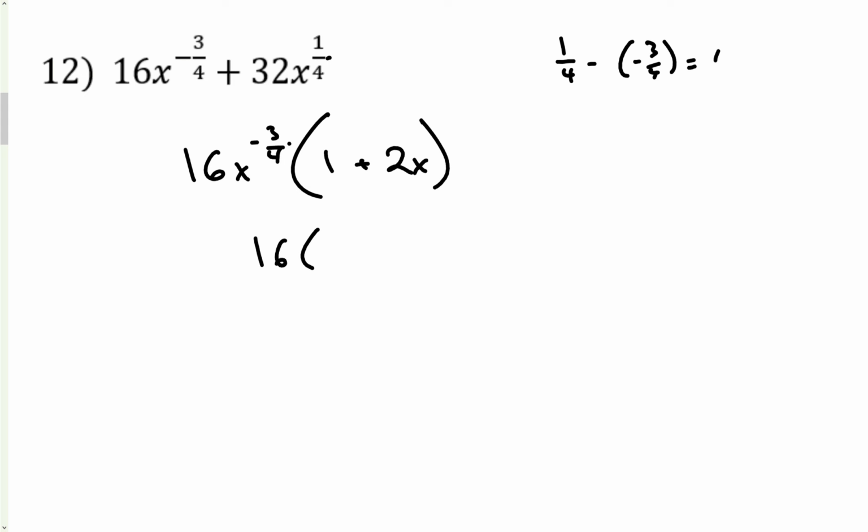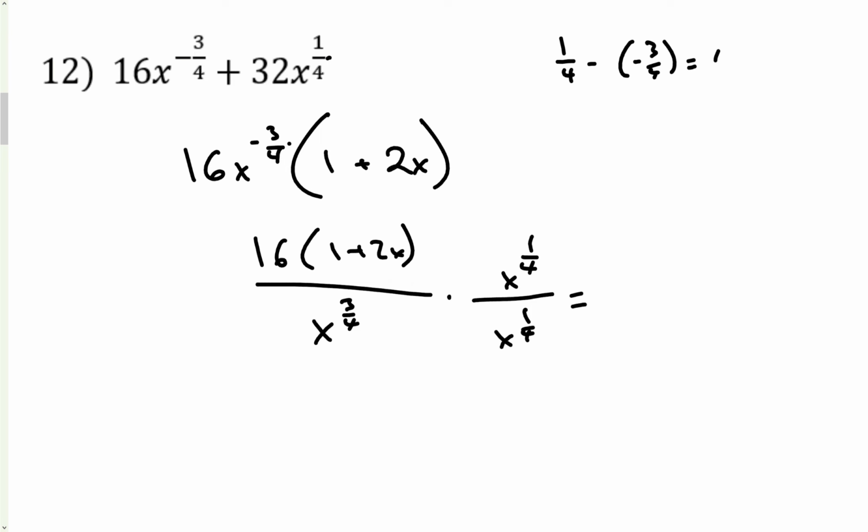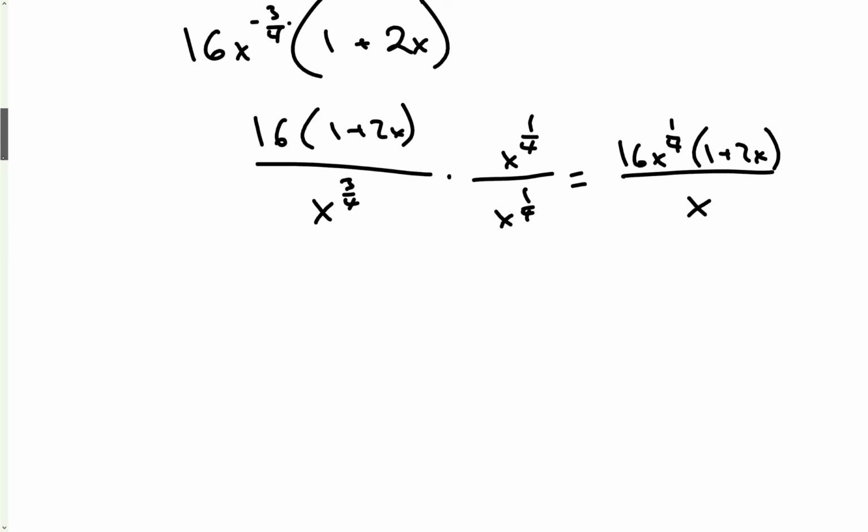The only thing I want to do is clean this up by moving the negative exponent to the bottom of a fraction, and then realizing that I don't want to leave a fractional exponent in the denominator, I'm going to rationalize this by multiplying the top and the bottom by x to the 1/4 power, which has the effect of making this just x. The top would be 16x to the 1/4, 1 plus 2x. And now that is simplified and rationalized.